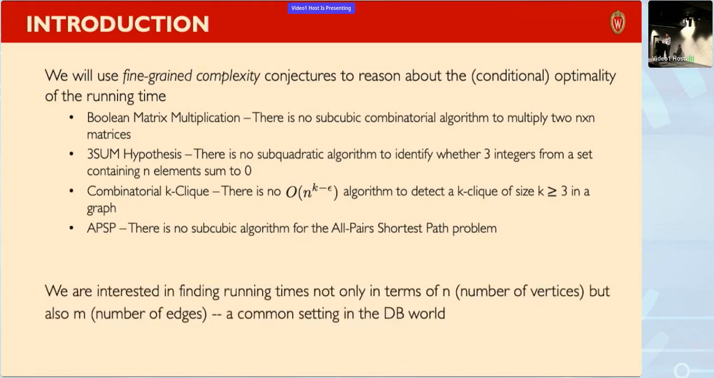Another interesting thing that I would like to bring to your attention is that we are interested not only in finding the running times in terms of n, the number of vertices, but also in m, the number of edges of your graph. This is a very common setting in the database world, where we want to find the complexities and running times in terms of the size of the database. The size of the database is m plus n, and m can be as large as n squared. But usually m is equal to n, which is basically the sparse graph setting. So we will also pay special attention to this setting to get complexity bounds not only in terms of n, but also in terms of m.